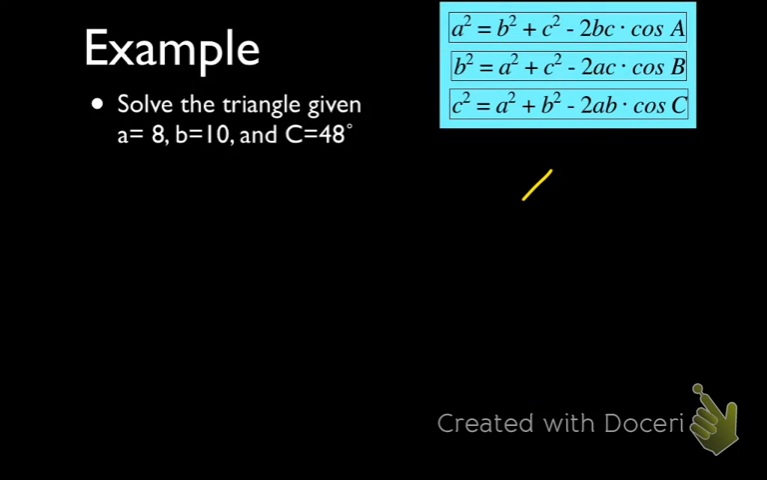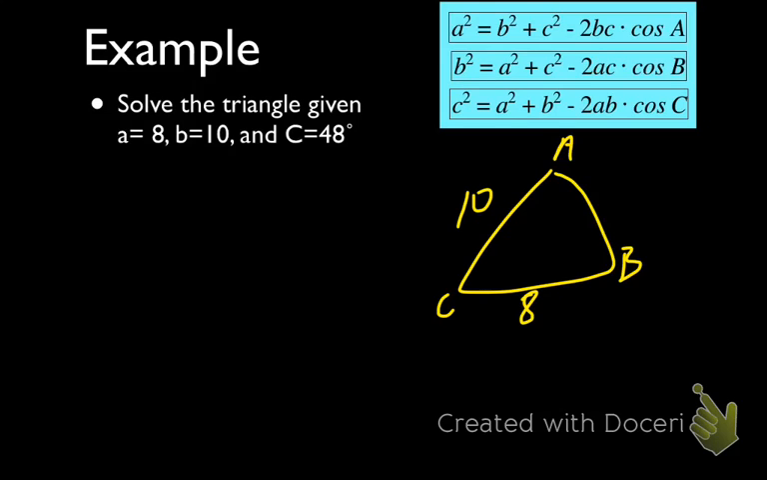First thing I'm going to do is draw in triangle A, B, C. I'm given little a is 8 and little b is 10 and angle C is 48 degrees. So I notice right away that this is a side angle side situation. And I'm given angle C, so I'm going to use this part of the equation to go find little c. Questions so far?